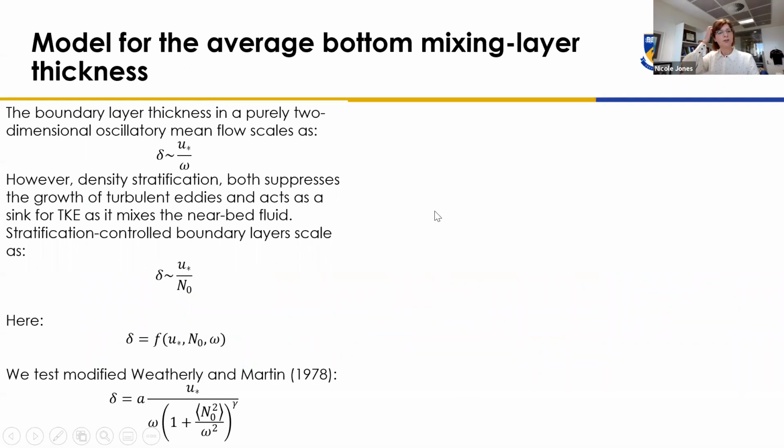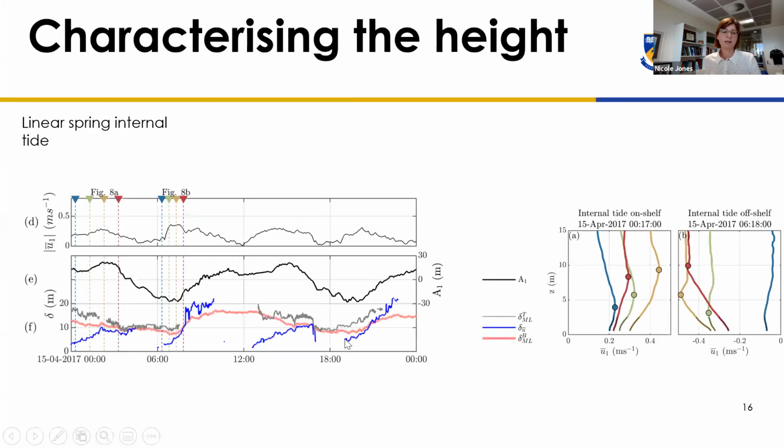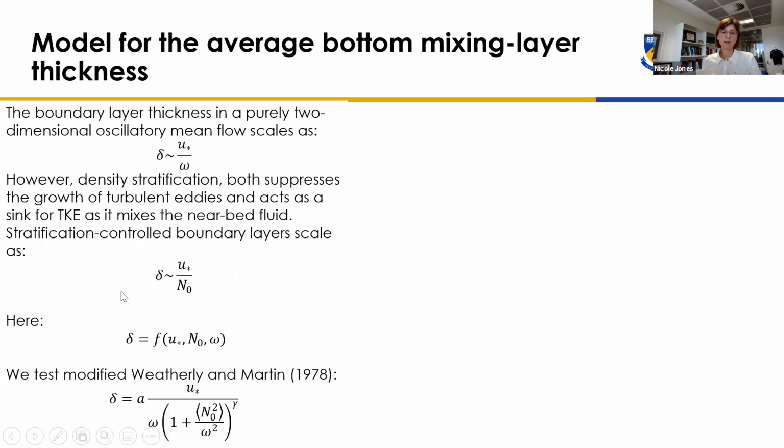So how can we come up with a basic model, a rule of thumb kind of model that characterizes the average mixing layer thickness? So here we're not trying to capture these variations, but we're trying to say, well, what is kind of the net effect of a particular stratification and bottom stress on producing a mixing layer height?